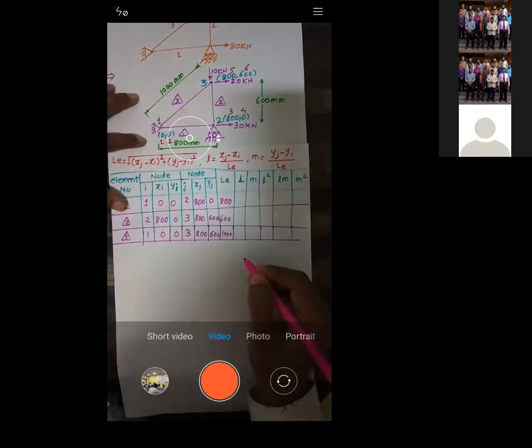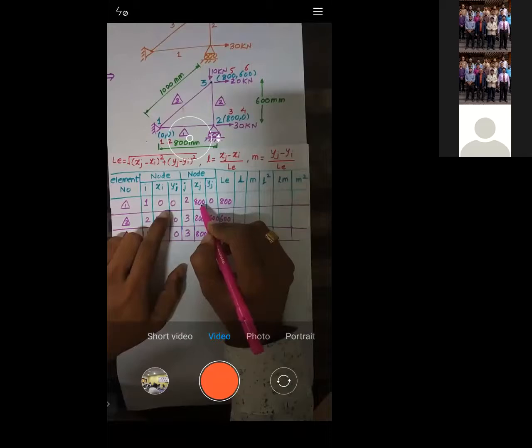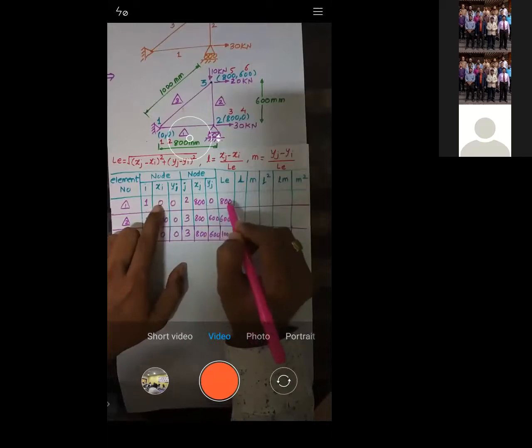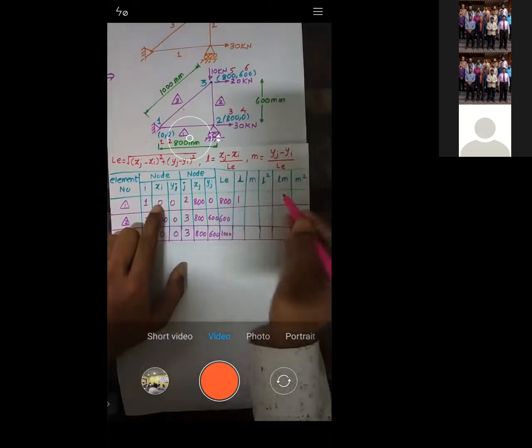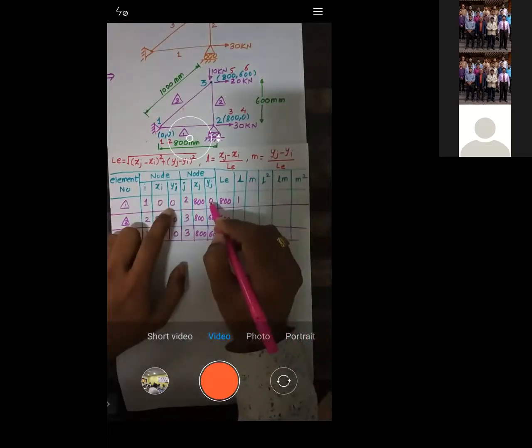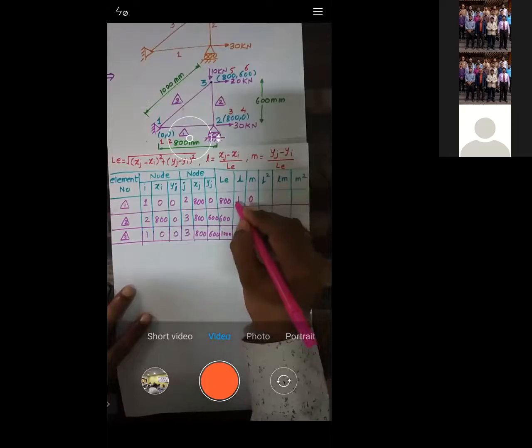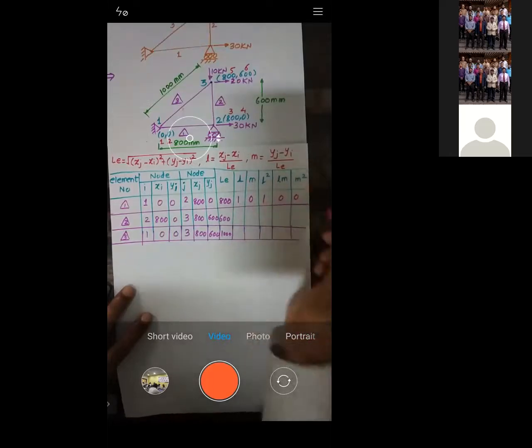Now let us calculate L. L we will calculate as xj minus xi. That is 800 minus 0 by 800, so this will come as 1. Then M is yj minus yi by le, so 0 minus 0 by 800, which is 0. Now L square is 1, L into M is 0, M square is 0, right?